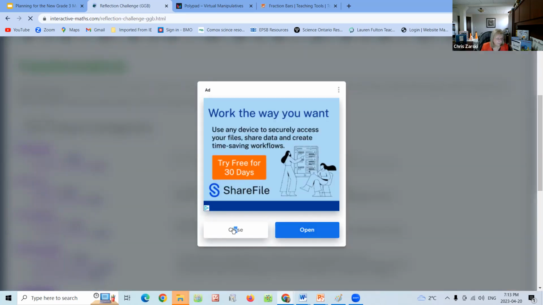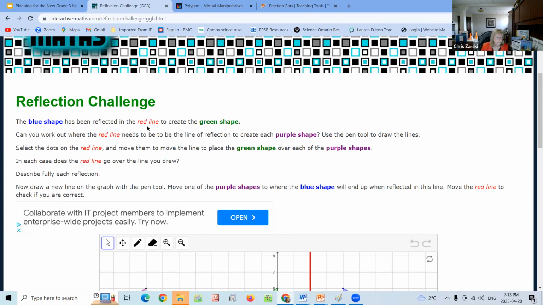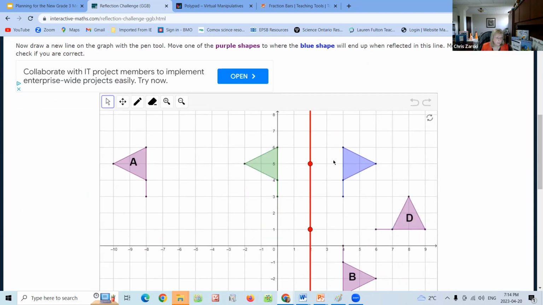So when I go in to get rid of the ads, I guess, you'll have a descriptor. The blue shape has been reflected. So we're just doing reflections in the red line to create the green shape. So where would you move the red line to place the green shape over the purple shape? So let's go and have a look at what they're looking at. So here it is. We see that I put the red line here, and the blue shape got reflected in this mirror and became the green, or the blue triangle, sorry.